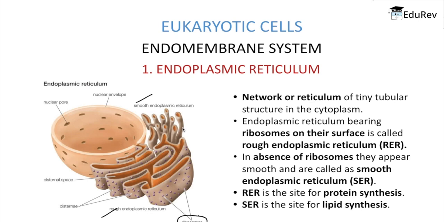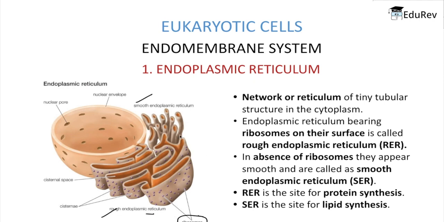smooth endoplasmic reticulum. Because ribosomes are present on the rough endoplasmic reticulum, and we studied that ribosomes are the site for protein synthesis, RER functions in protein synthesis, and in case of SER, that is smooth endoplasmic reticulum, it is the site for lipid synthesis.